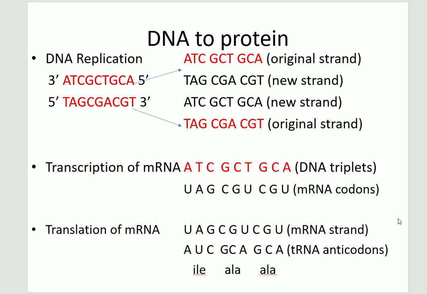With each one carrying 3 bases. So each one has to carry the exact right anticodons to match up with the mRNA codons. So UAG with AUC, CGU with GCA, CGU again with GCA.